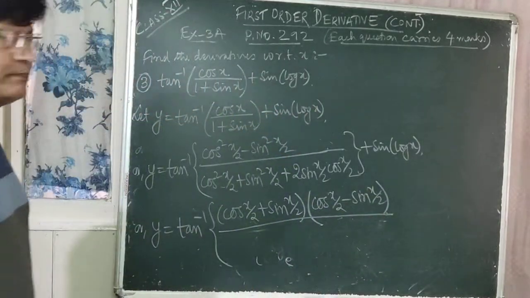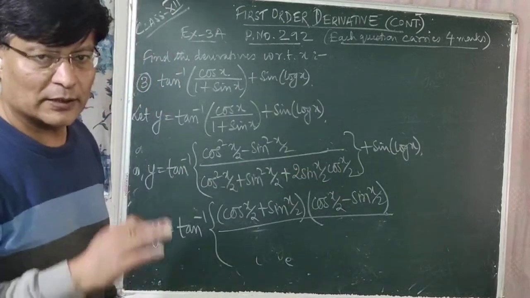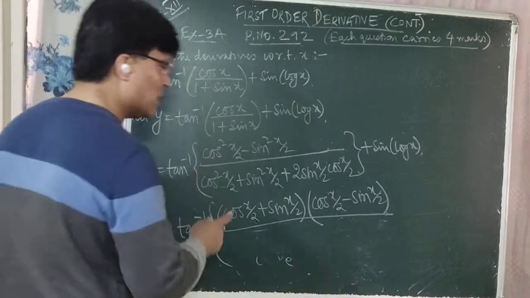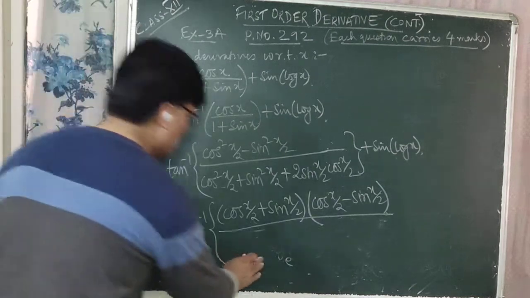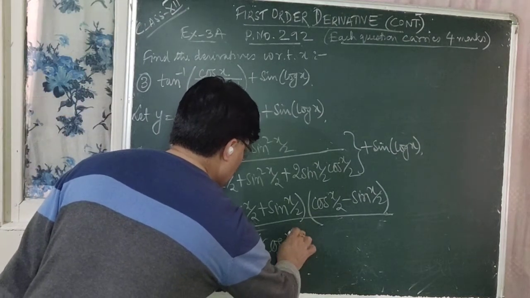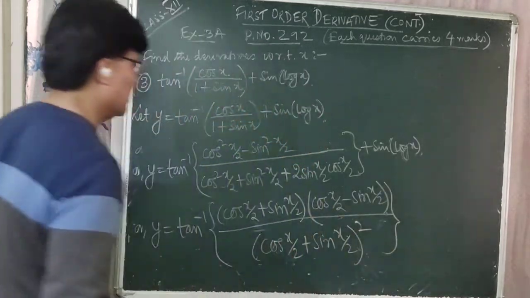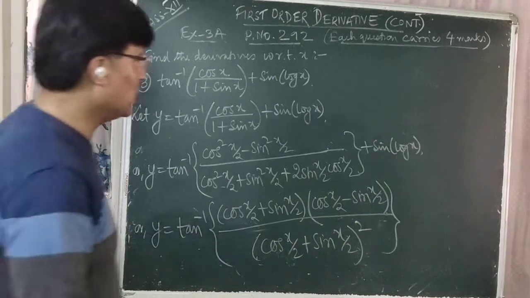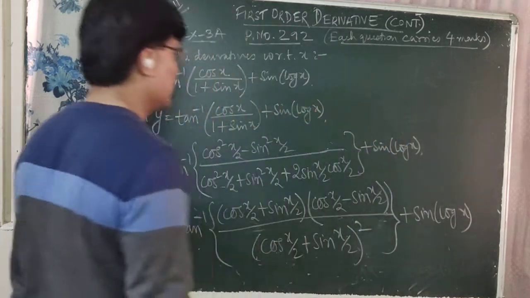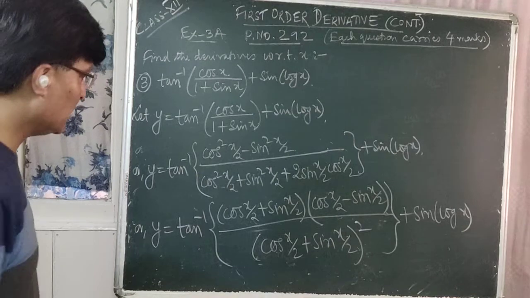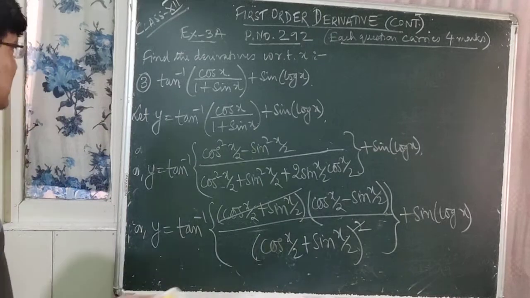So whole divided by. Now this is the formula, a square plus b square plus twice ab. What is the formula here? a plus b whole square. So it is cos x by 2 plus sin x by 2 whole square. And here second bracket is closed. Then plus, it is sine of log x. So I think you have understood it. We are just simplifying it. Now here you can cancel cos x by 2 plus sin x by 2, and the square gets cancelled. So you can cancel them.